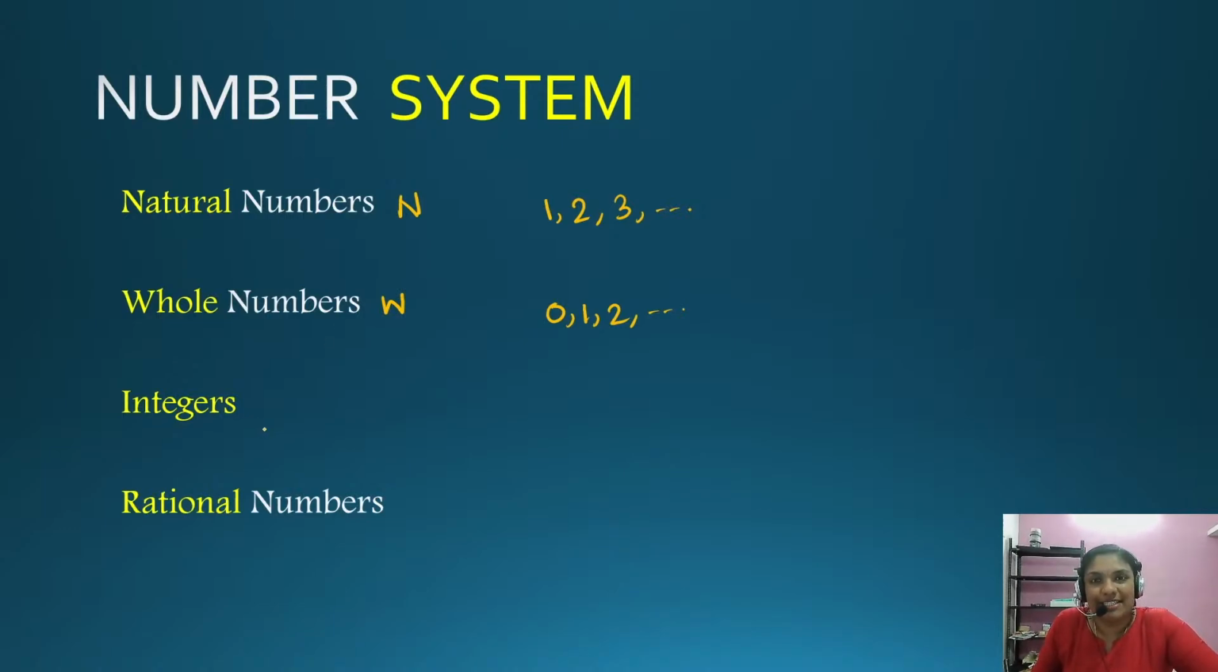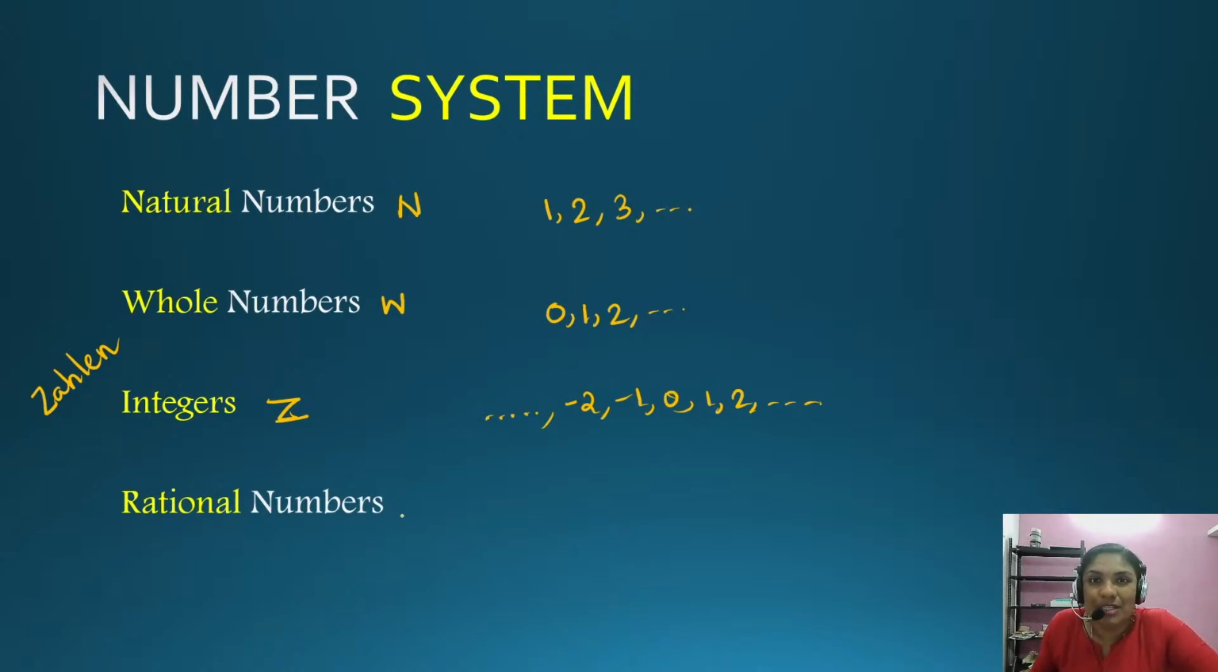Next come integers. What do you mean by integers? Negative numbers, 0 and positive numbers together constitute integers. And this collection is generally denoted using the capital letter Z. Why? Integers is derived from the German word Zahlen. So that's why Z is used to represent integers. Okay, let's write the collection: -2, -1, 0, 1, 2, etc. See, negative numbers, 0 and positive numbers together make integers.